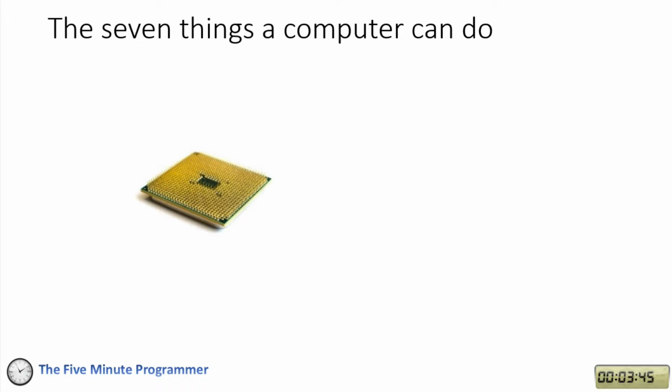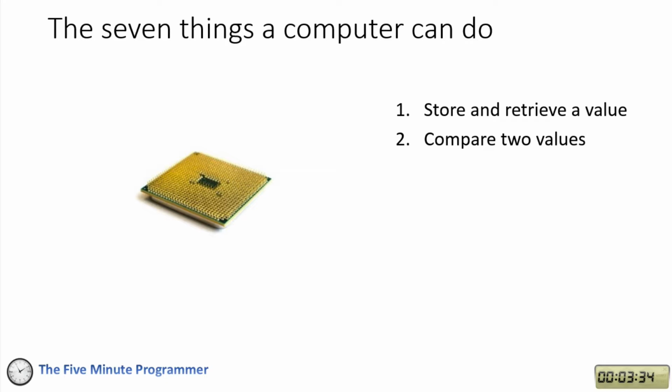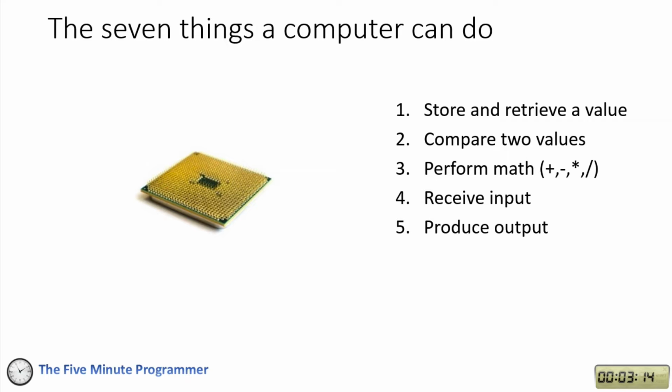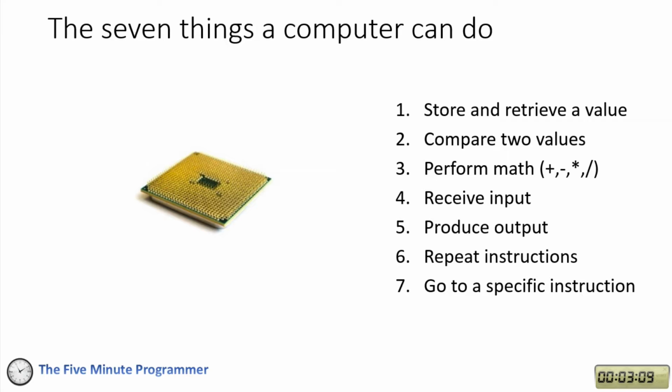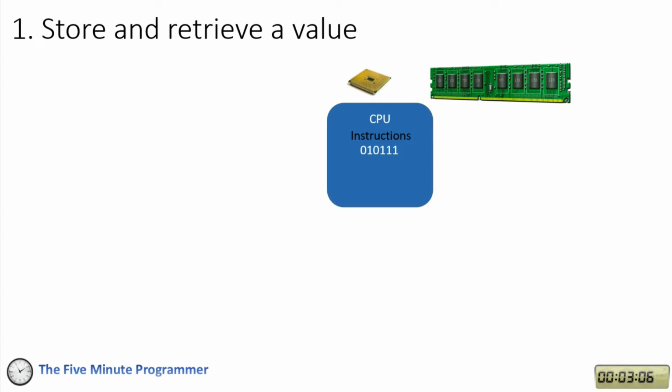Okay? So now let's talk about the 7 things a computer can do. First of all, it can store and retrieve a value. So we can take a value, we can store it in memory, we can get it back. Second, it can compare 2 values. If we have 2 values in memory, it can compare those to see if one's greater than the other one. Finally, it can perform math operations: addition, subtraction, multiplication, and division. It can receive input, produce output. It can repeat instructions, that's very important, and it can go to a specific instruction. So let's look at each one of these in detail.